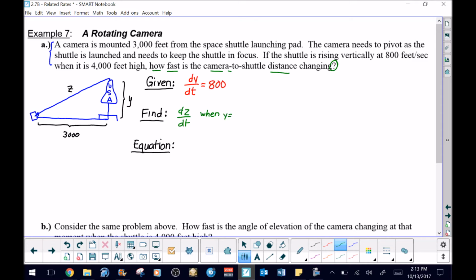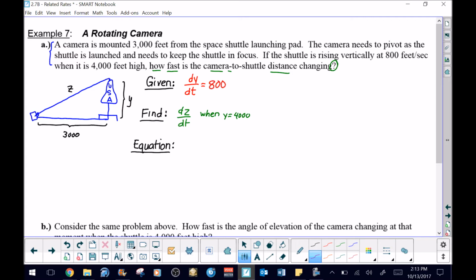A lot of times, a student may not remember to put that when y equals 4,000 next to that, and it's really not a terrible thing. You will probably discover that you're going to use 4,000 for y eventually. And then we need an equation. Sometimes the equation is rather easy to see. Sometimes it's a little bit more complicated.